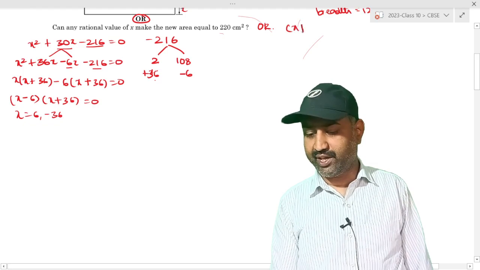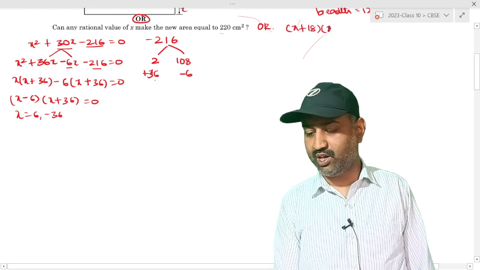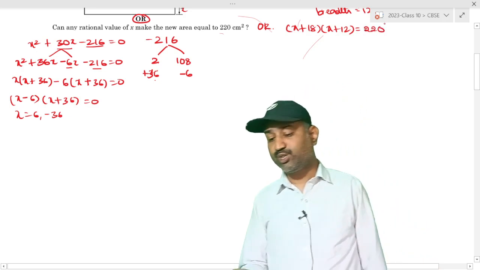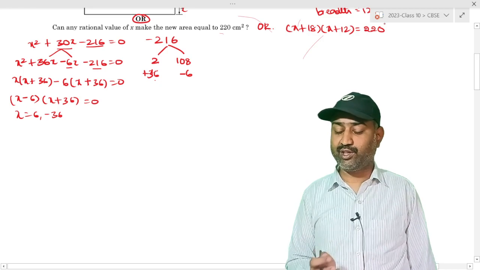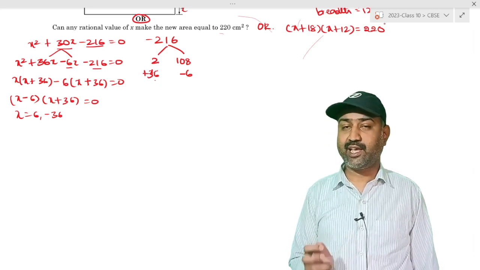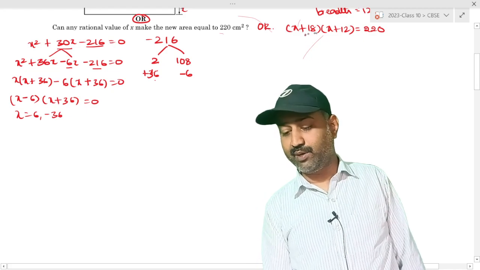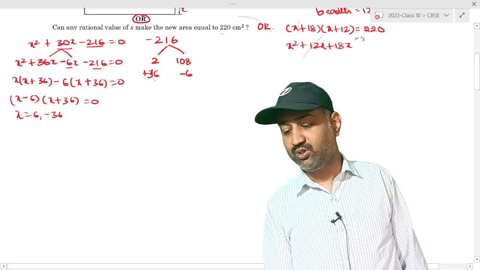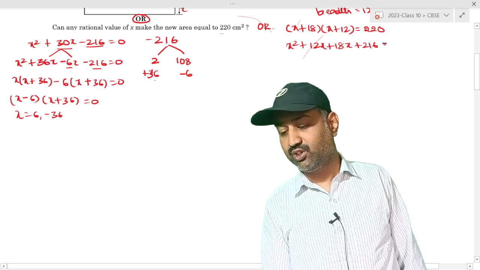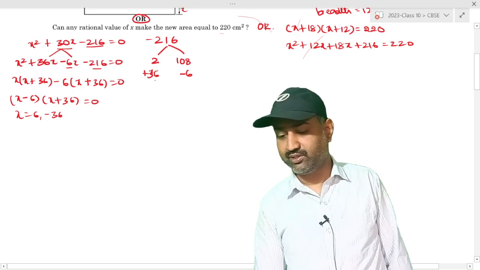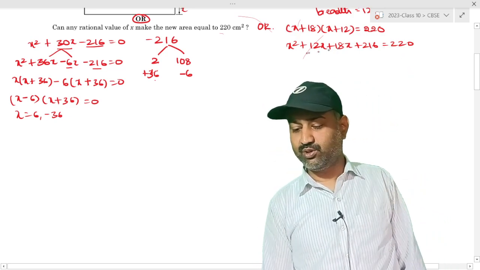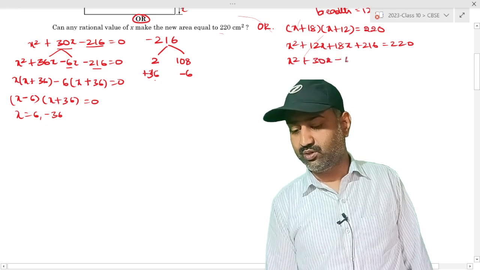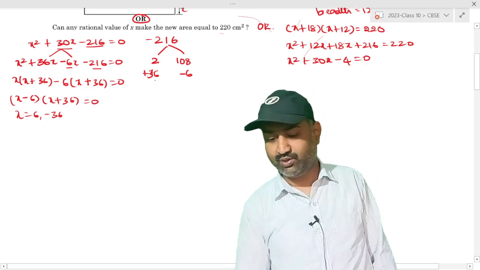Now, can any rational value of x make the new area equal to 220 centimeters square? Now, the area is x plus 18 into x plus 12. The new area should be 220 centimeters square. Now, I solve this quadratic equation and check whether x can have any rational value, right? First, I multiply this. x into x is x square. x into 12 is 12x plus 18x plus 18 12s are 216 is equal to 220. Now, I bring this 220 this side. x square plus 30x minus 4 is equal to 0.